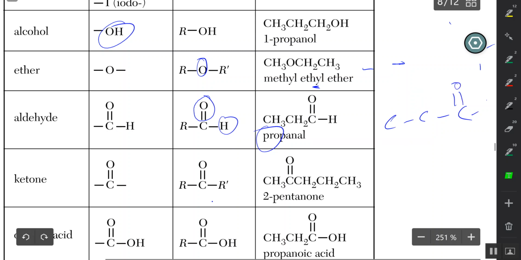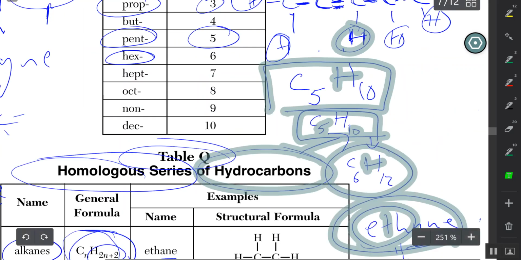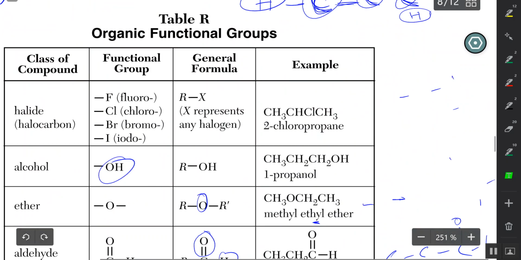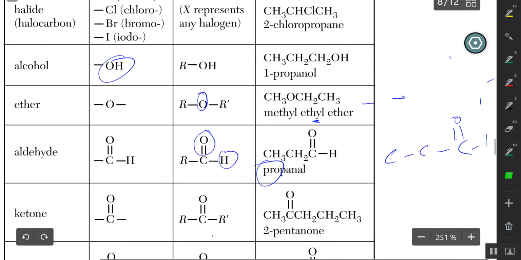A double bonded O and an H. This may work. Or 1, 2, 3. This may work. This is propanal. Add the hydrogens. Okay.